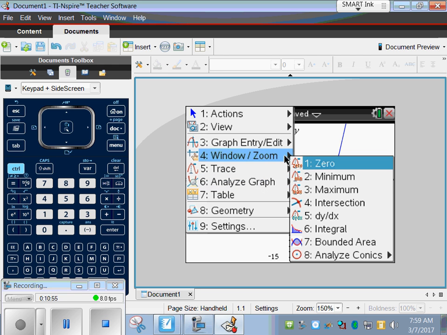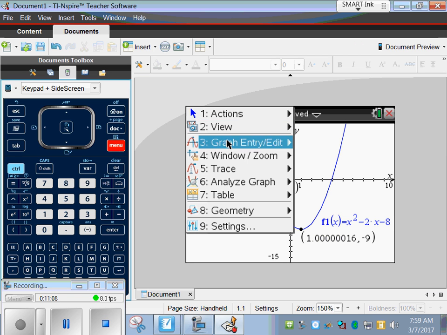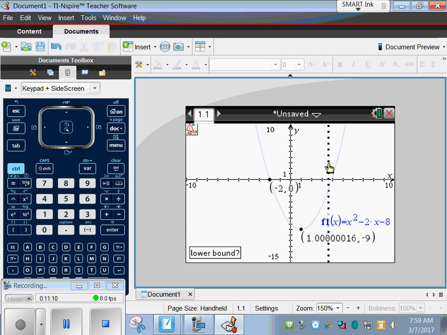All right, so I'm going to do zeros. That's finding where they cross the x-axis. Let's do the one over here. You got to go left of it and right of it. Press enter. It's -2, 0. We can do the same thing on the other one. Analyze graph. Zero, left of it, right of it, 4, 0. Okay, gave us all the points we need that are important.